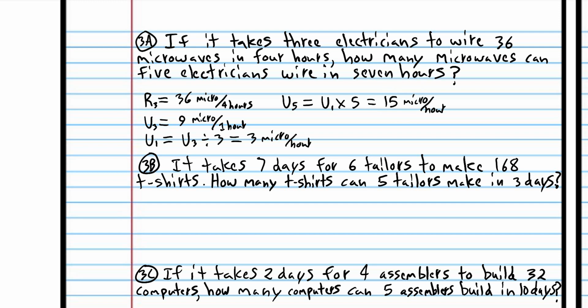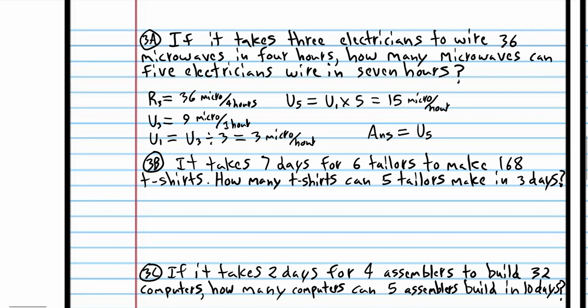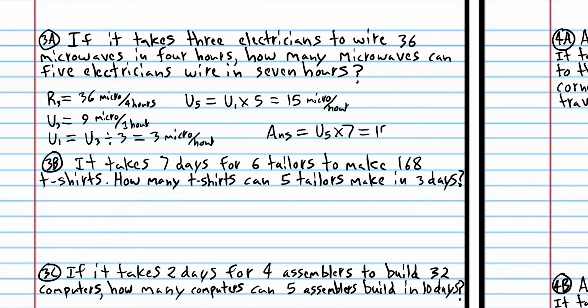But we want to know how many the 5 electricians can wire in 7 hours. So then the answer is just going to be U5 times 7. So 15 times 7. And you can do it off to the side if you want, but that's just going to be 105 microwaves. And I kind of lost room there, but you get the point.